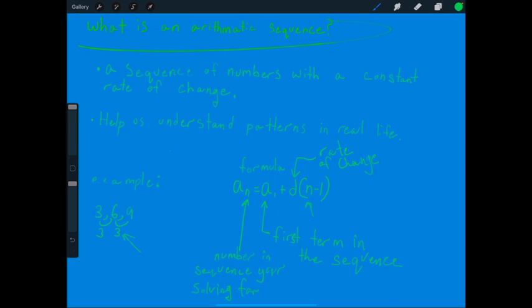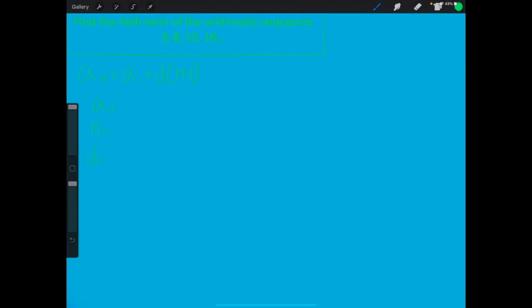Now, let's go do a sample problem. We are going to find the 46th term of the arithmetic sequence 3, 8, 13, 18, and then going on. First things first, we need to identify the formula that we should use to solve this. And the only way that we know to solve for a(n) is to use this formula right here.